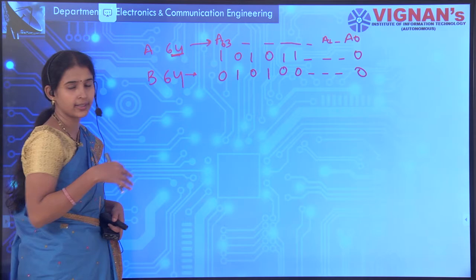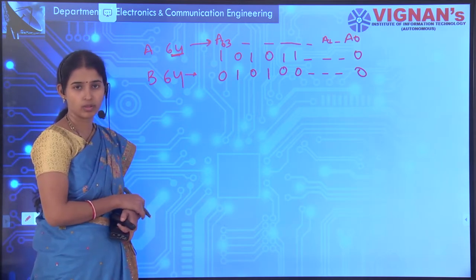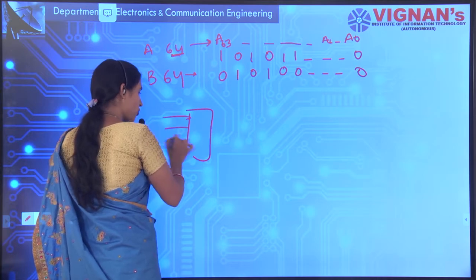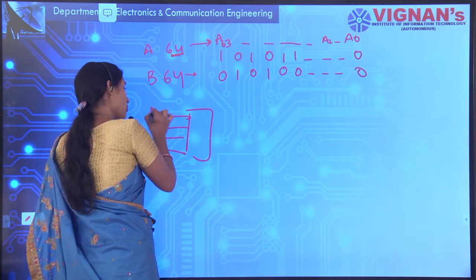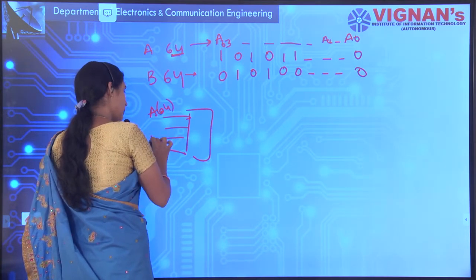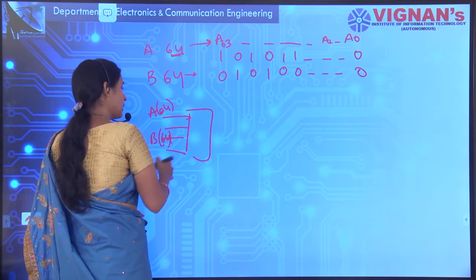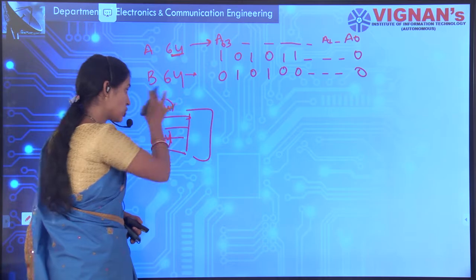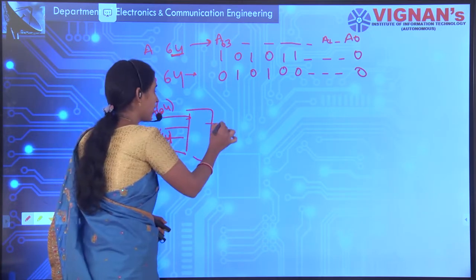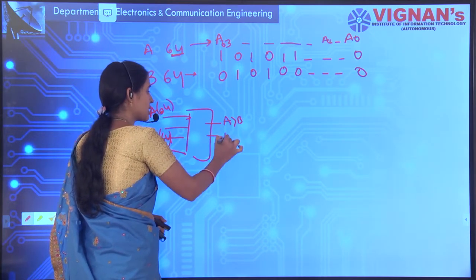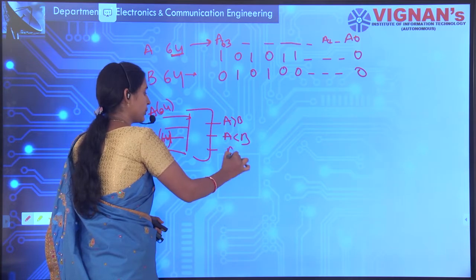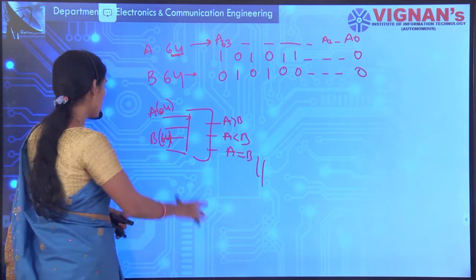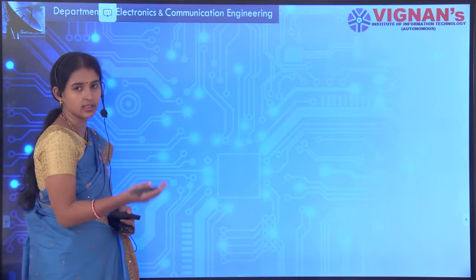So if you want to compare it, how are you going to compare? An IC should have all 64 pins for A and 64 pins for B. That means a total of 128 inputs should be given. It has to check and provide whether A is greater than B, A is less than B, or A is equivalent to B. Is it possible? That is quite complex. So you go for cascading.